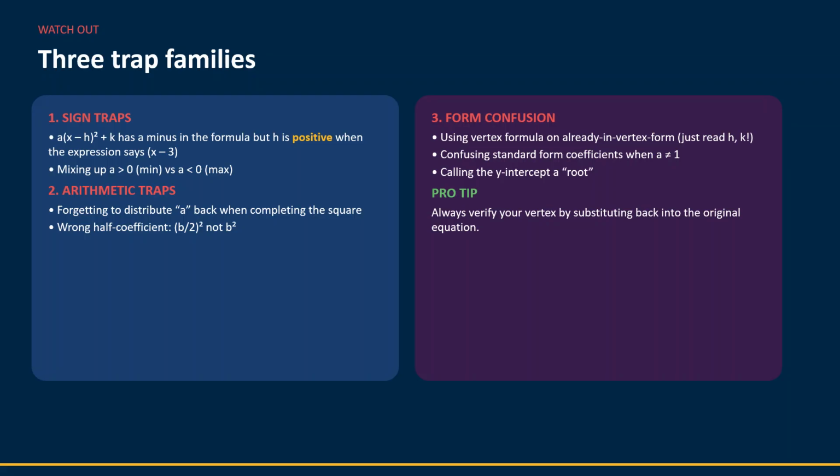Second, arithmetic slips in completing the square. The most common one is forgetting to subtract the number you added, or, when a leading coefficient is not 1, forgetting to distribute it back through. Third, form confusion. The y-intercept is c in standard form, not the vertex, and factored form gives you x-intercepts, not the vertex. Match the right form to the right question.